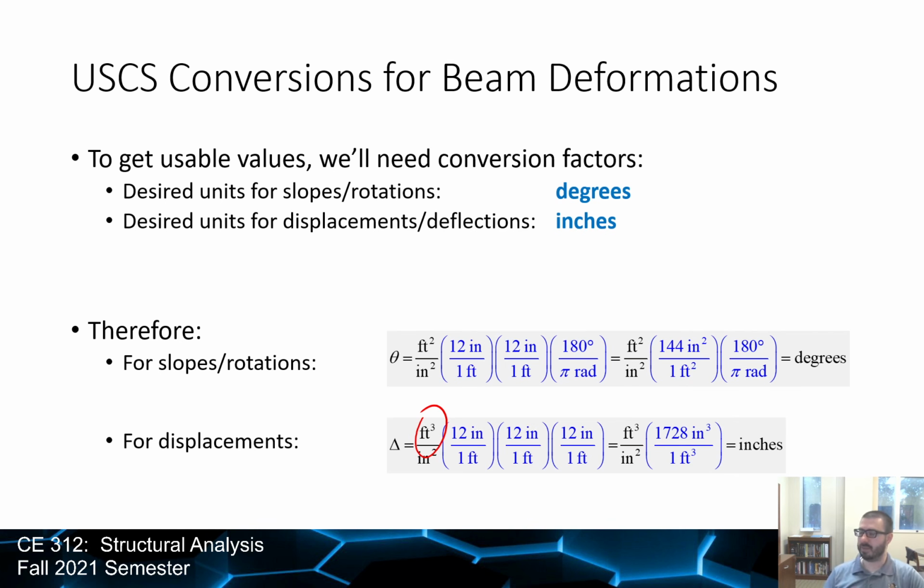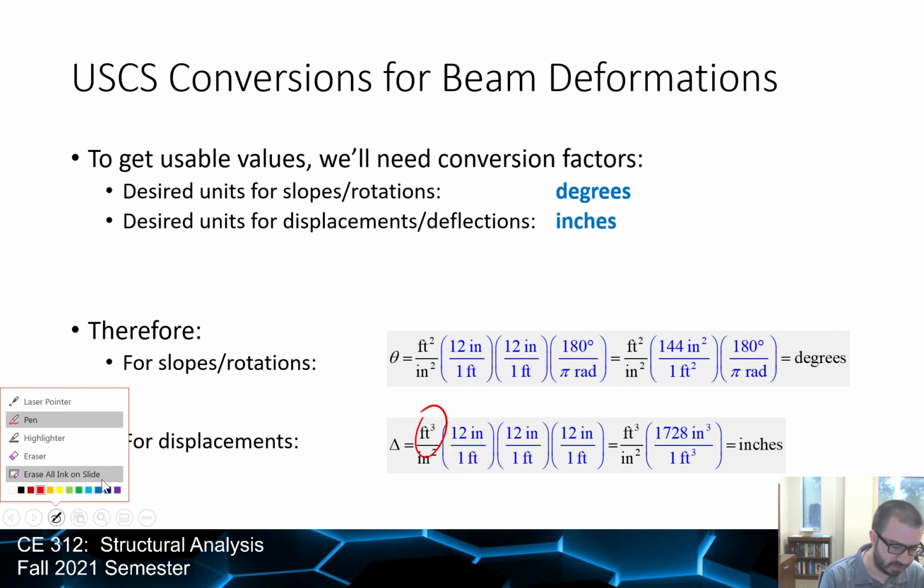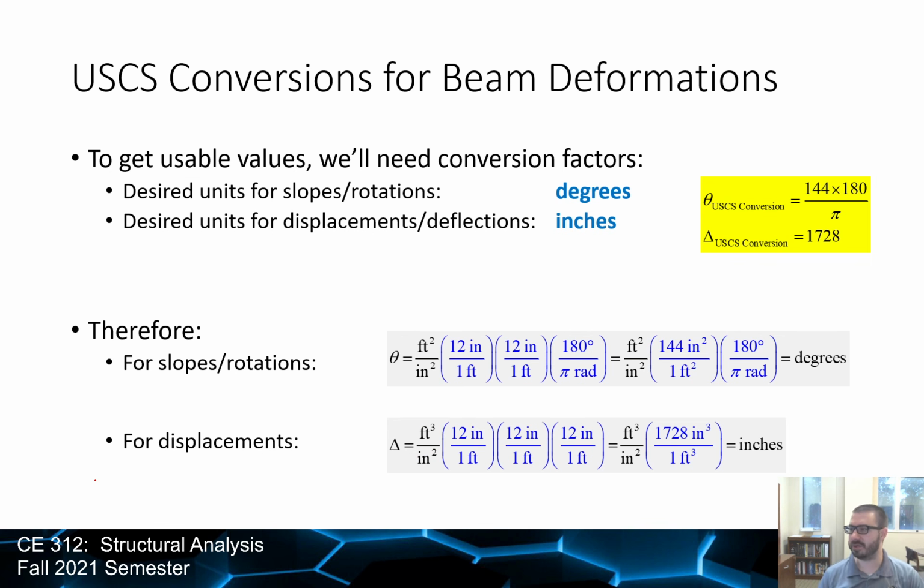For slopes, we had 12 times 12, which is 144, but for displacements, we have 12 times 12, which is 144, times another 12. And if you take 144 times 12, you get 1728. So I propose that our conversion factors are for slopes, 144 times 180 over pi, and for displacements, it's 1728, okay? And what this will allow us to do is use conventional units, and then we just do the problem and multiply it by this at the end of the day, and it gives us our answer.